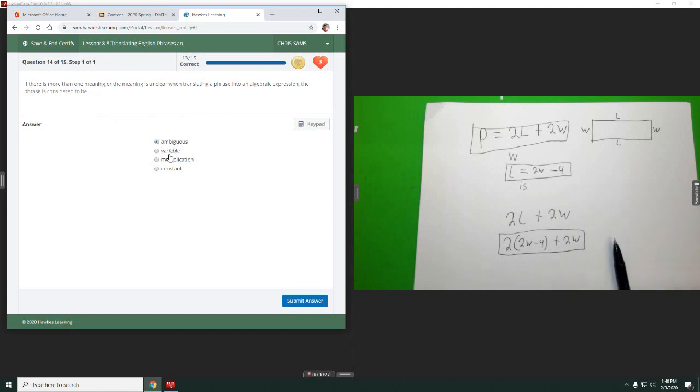A variable is just an unknown quantity, so that doesn't match this statement. Multiplication is multiplication. You multiply two numbers or two things together. This is not that statement. And a constant is just a number that doesn't change. So if you know what each of these other terms are, you can conclude that ambiguous is the only one that would fit.